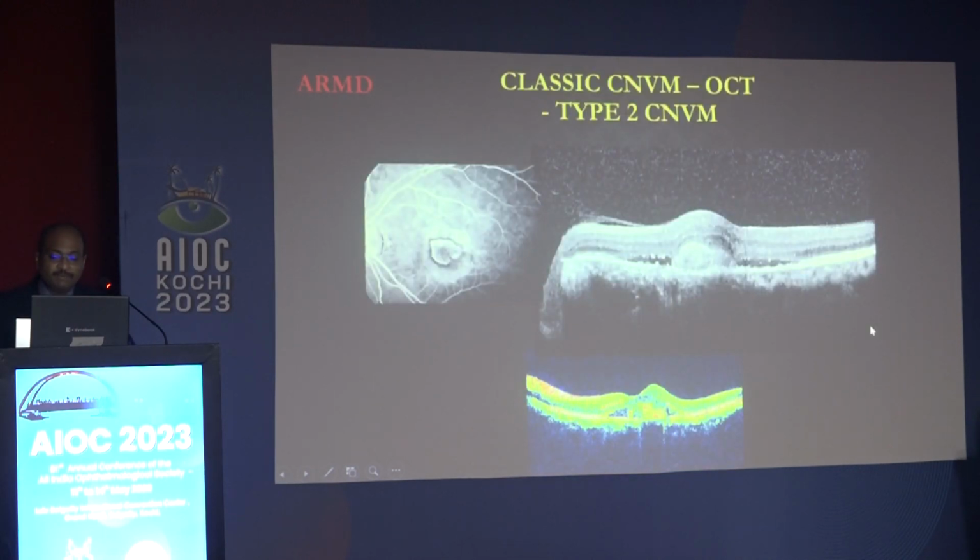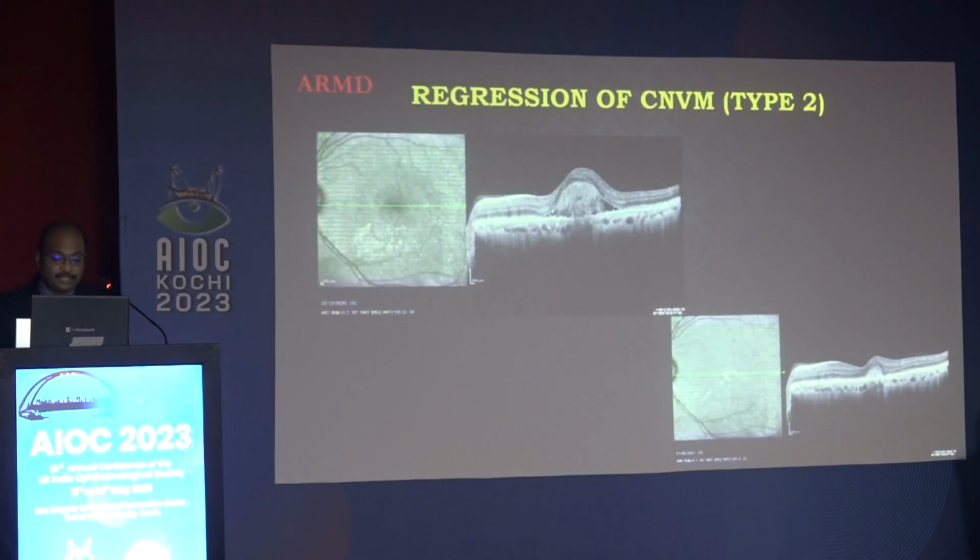On the other hand, this is an example of a classic CNVM where you have the neovascular material above the RPE, as you can see here. And again, an example of a regression. Once you give anti-VEGF, you see that it melts off and regresses there. The subretinal fluid a little bit, and the intraretinal fluid also goes away.